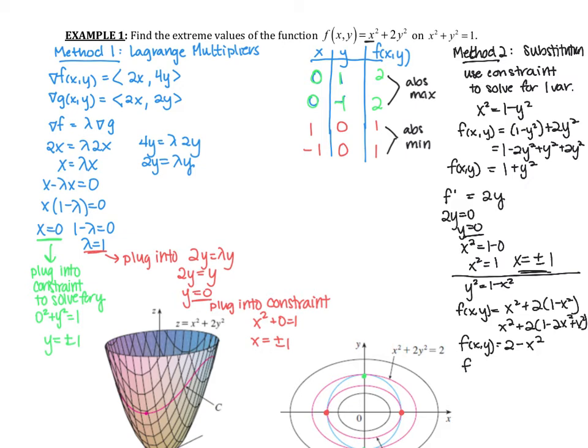And again, I would take the derivative here and we'd get negative 2x. And then I would set that equal to 0, and I'd get x equals 0. And substituting that back in, you can see we're going to get y equals plus or minus 1.